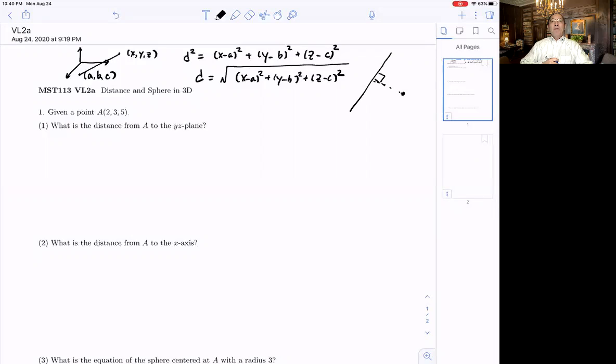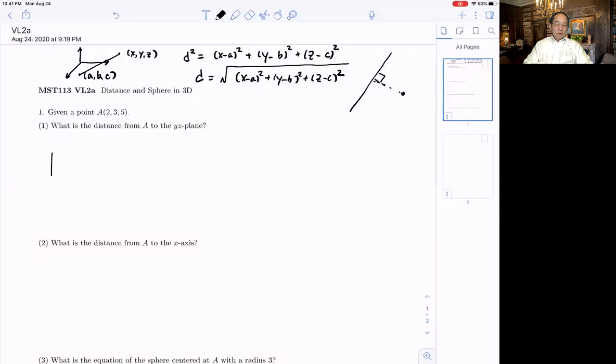After this short introduction, now let's look at several specific problems. Number one, this point is just given arbitrarily. Say we have a point A, and see how the point is expressed in this textbook. You have point capital A, and then the coordinates inside a pair of parentheses. That's how we write down a point explicitly. So what is the distance between this point A and the YZ plane?